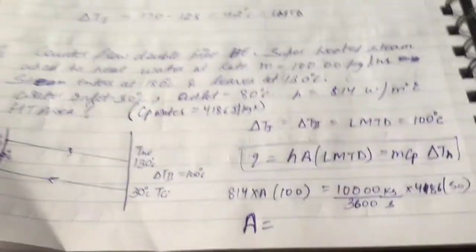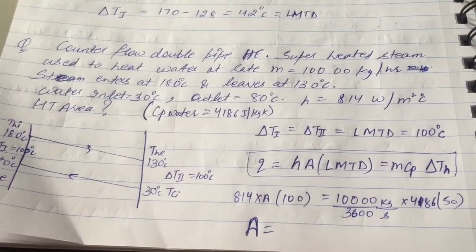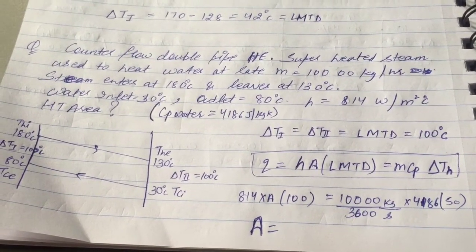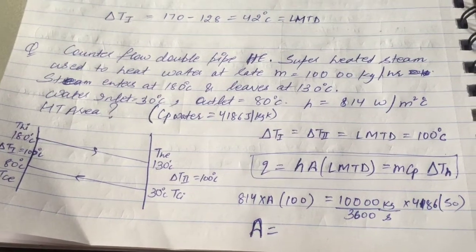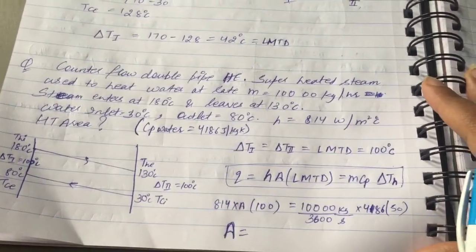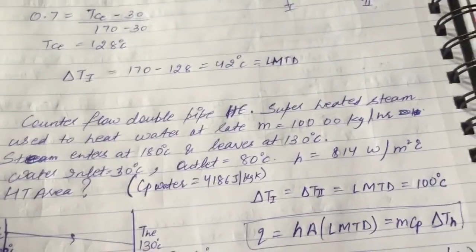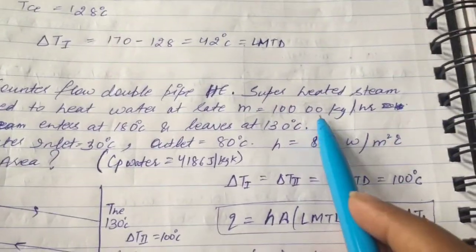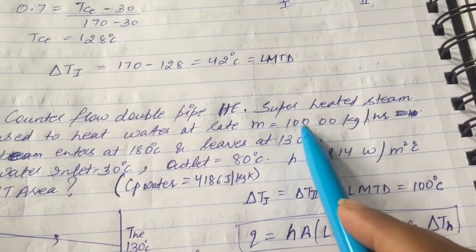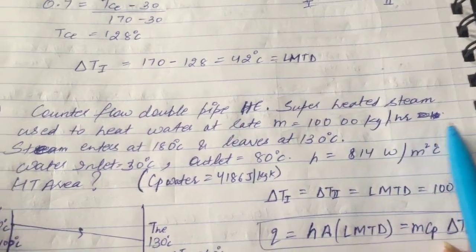Next we have a counterflow double pipe heat exchanger in which a superheated stream is used to heat water at a rate given as m is equal to 10,000 kilogram per hour.